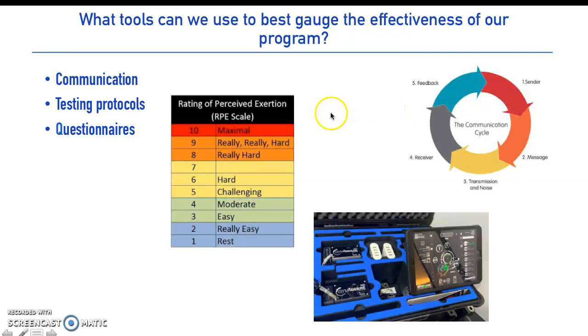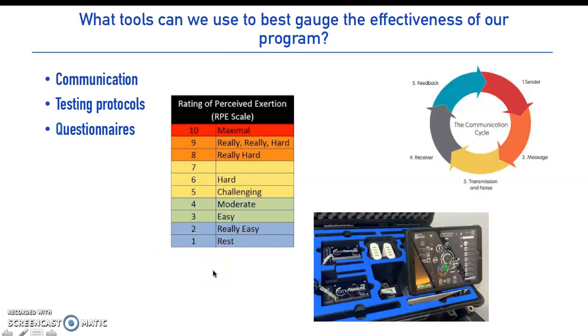It is a very good tool because the athlete knows how their body is reacting to the program. This is an easy example of how we talk about communicating with our athletes, or a questionnaire even. We say on a scale of 1 to 10, where do you feel that workout was? Was it a 6? Was it an 8?